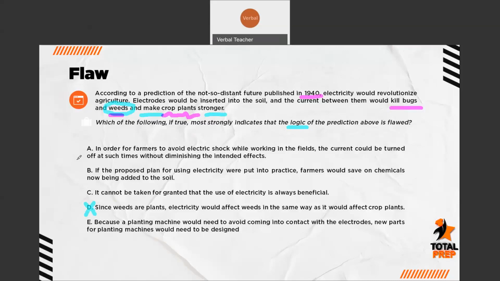And letter E, because a planting machine would need to avoid coming into contact with the electrodes, new parts for planting machines would need to be designed. Maybe, okay. So this is kind of a problem, but the biggest problem is if you try to kill the weeds and you end up killing everything. So that's why letter D here is the best one. It's the biggest problem in this logic.